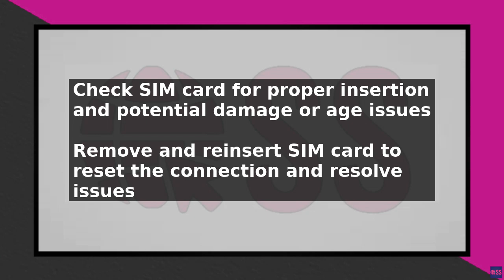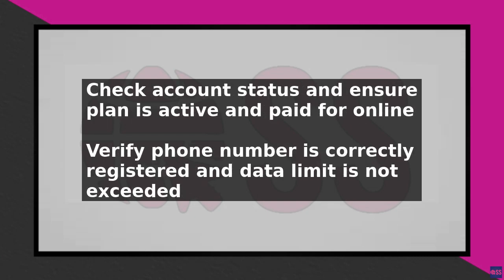Another step is to check your phone's APN settings. APN stands for Access Point Name, and it is used to connect your phone to the Mint Mobile network. You can find the correct APN settings on the Mint Mobile website or by contacting their customer support. Enter the correct APN settings and save the changes.